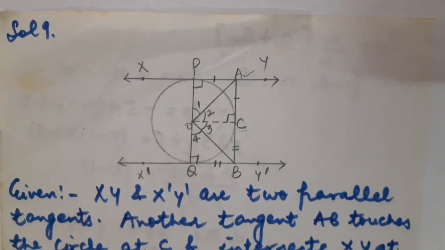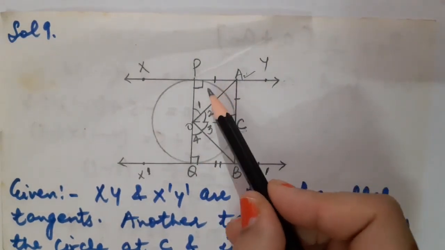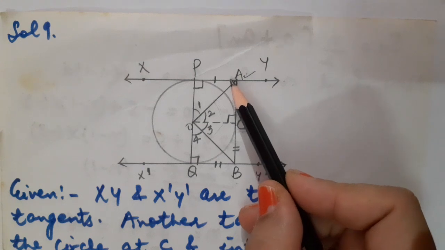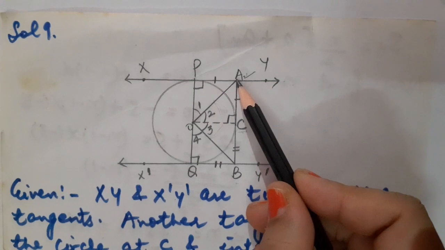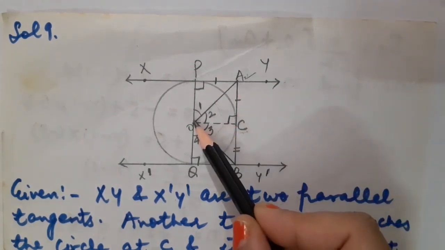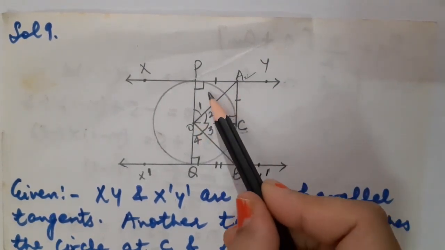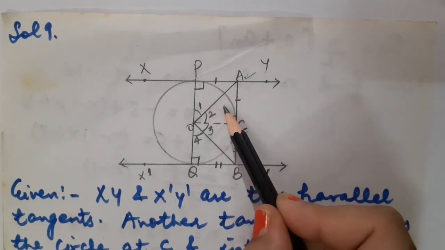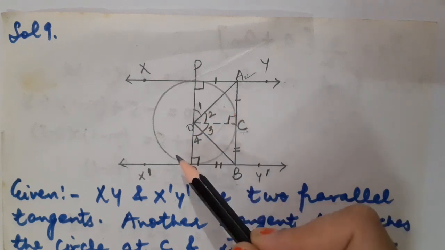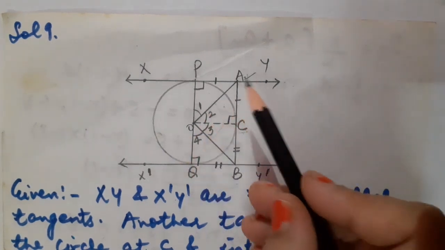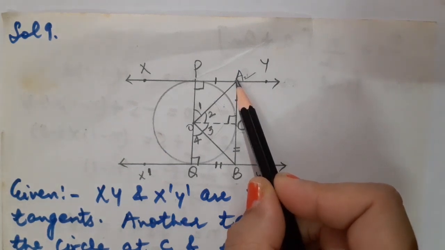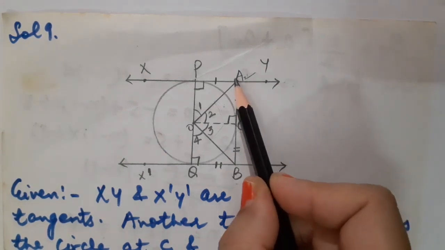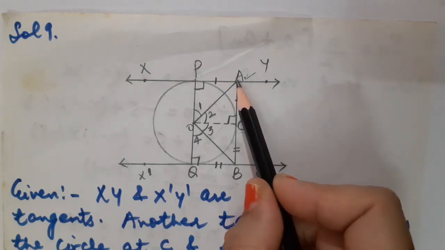Please have a look. What is done? Children, I am going to take these two triangles. One is APO, another one is ACO. And I am going to prove these two triangles congruent. Now, how can I prove them congruent? Please have a look. Children, here you can see that A is the external point. So, from this external point, two tangents are drawn.